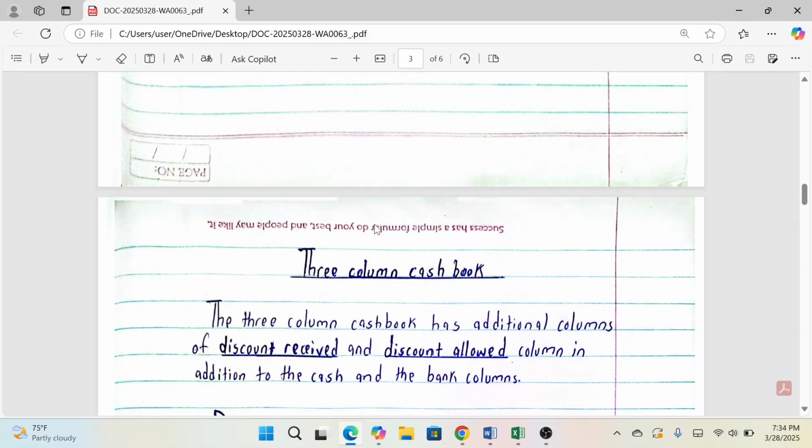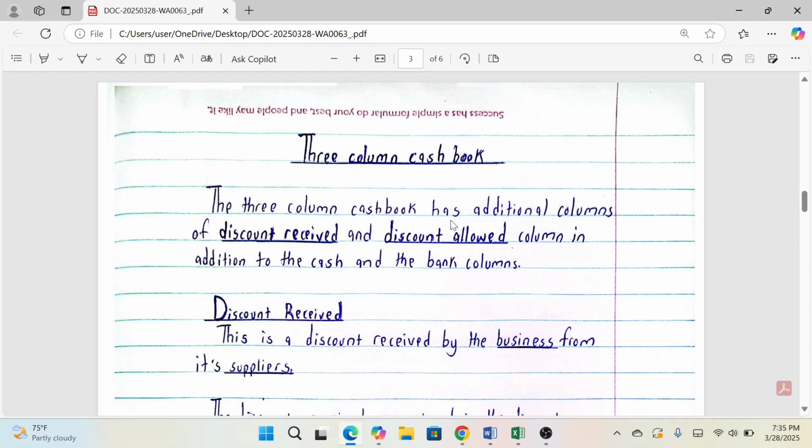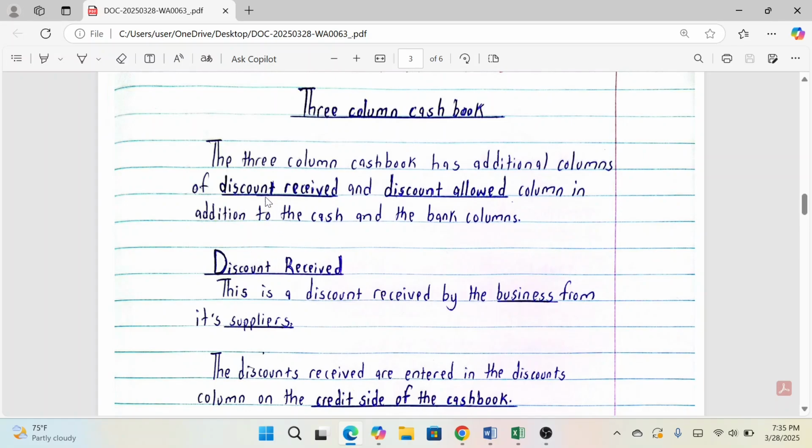Then looking at the last one, which is the three-column cash book. The three-column cash book has additional columns of the discount received and discount allowed in addition to the cash and the bank columns. So I'm going to be looking at the discount received and then the discount allowed. What do they mean in the three-column cash book?